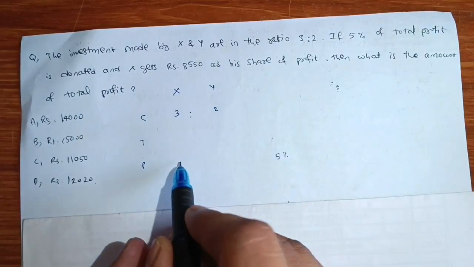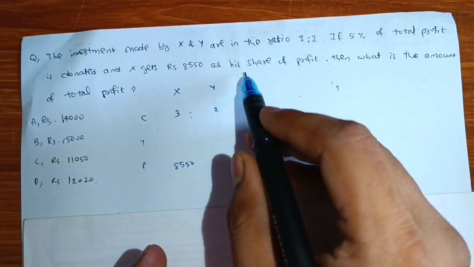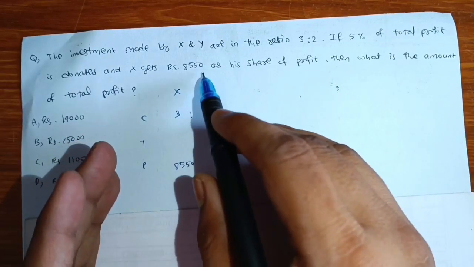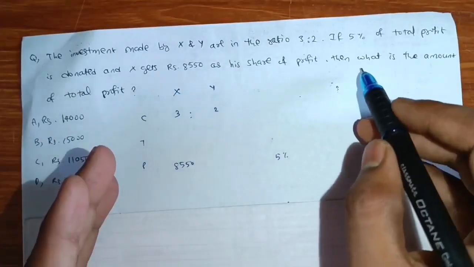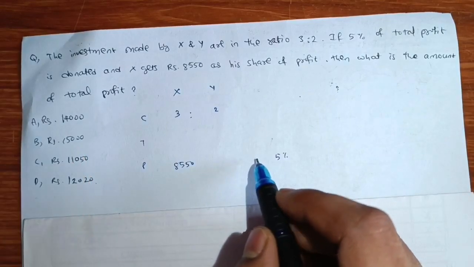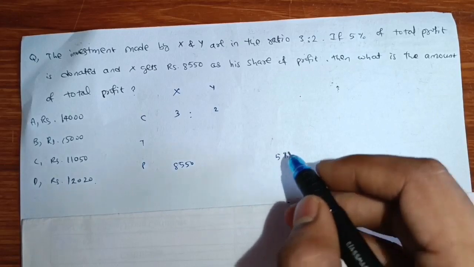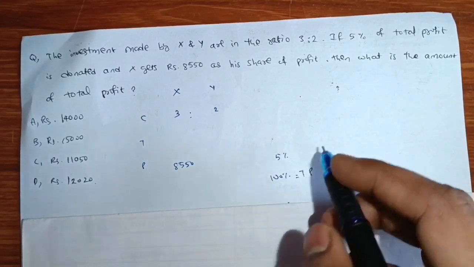and X gets 8550 as his share of the profit. So X gets 8550 as his share of the profit. Then what is the amount of total profit? So we need to find the total profit amount, where the total profit is 100%. 100% is the total profit.